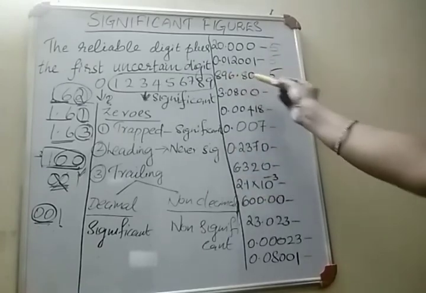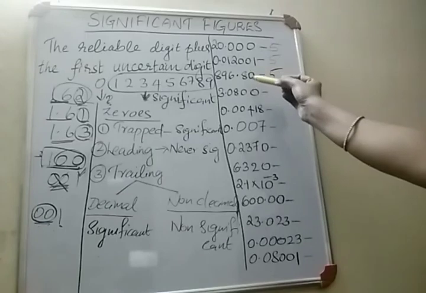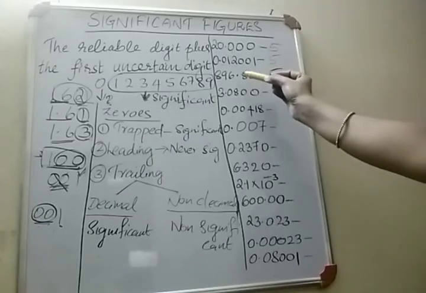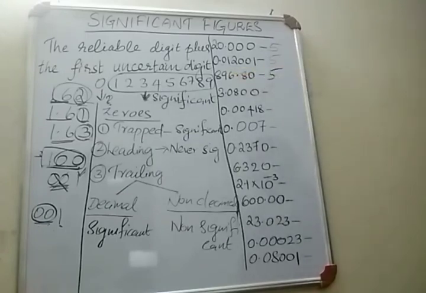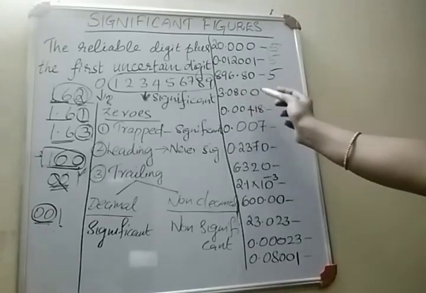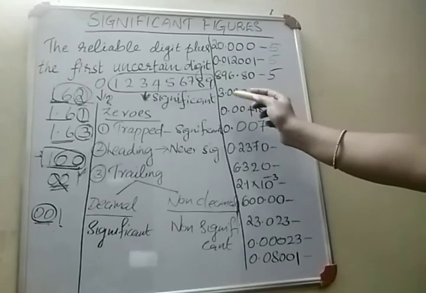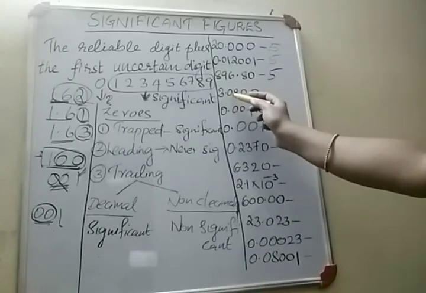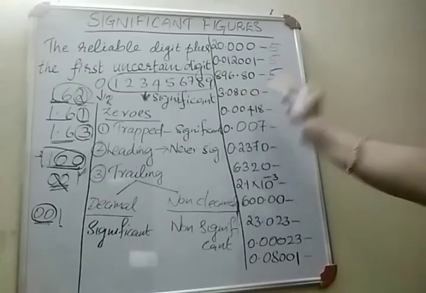Okay, here all the numbers are non-zero numbers, and this is the trailing zero in the case of a decimal number, so all are significant digits. Next, consider this is a decimal number, so the trailing zeros will be significant, so all the digits will be significant. 1, 2, 3, 4, 5.